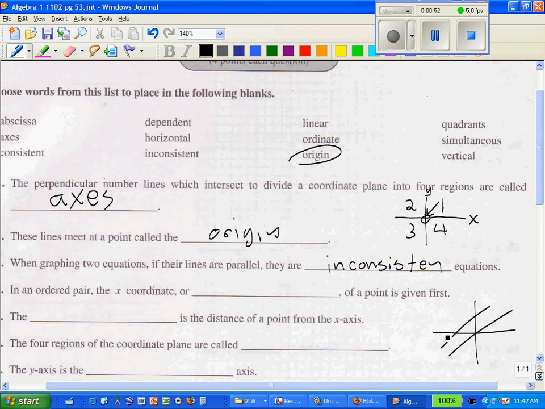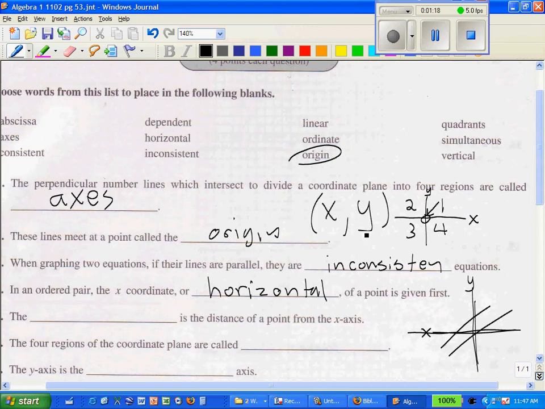In an ordered pair, the x-coordinate, or horizontal, is the x-coordinate because it's a horizontal line. The y-coordinate is a vertical line. The x-coordinate, or horizontal, of a point is given first, right? So when you write it in parentheses, you always put the x first and then the y.